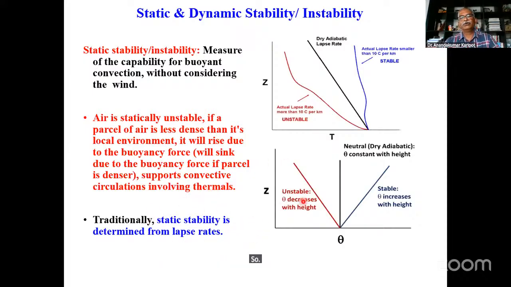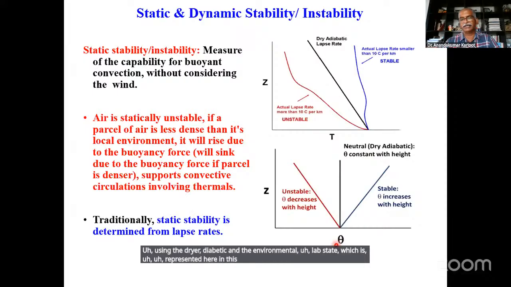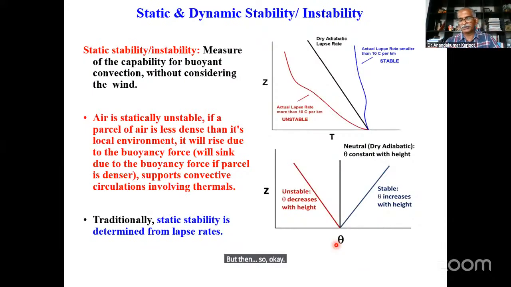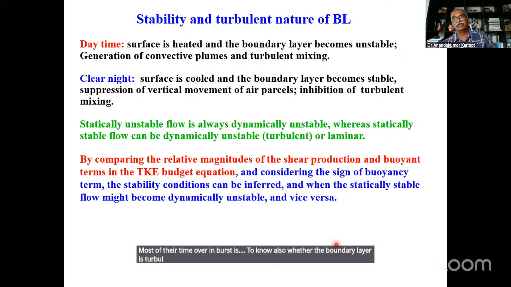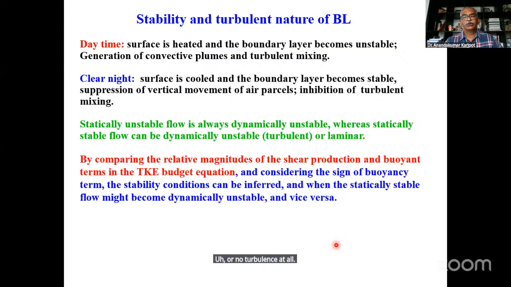Usually we determine this static stability of the atmosphere using the dry adiabatic and the environmental lapse rate, which is represented here in this schematic. This gives the basic information in the boundary layer also, but that's not really good enough in the boundary layer. So we need to go into a little more detail, because most of the time our interest is to know also whether the boundary layer is turbulent, weakly turbulent, or not turbulent at all. To get all those details, just knowing statically stable, unstable, or neutral alone will not help. So we need to look into a little more detail.